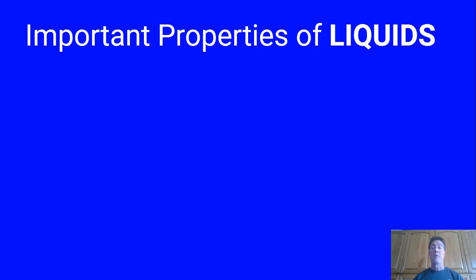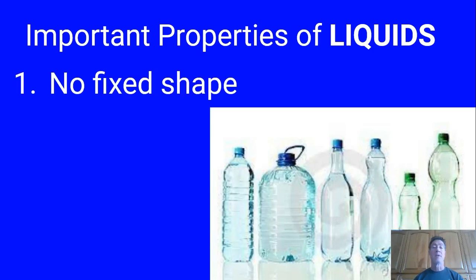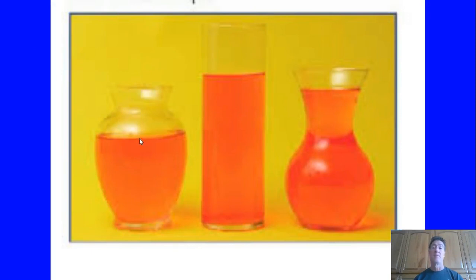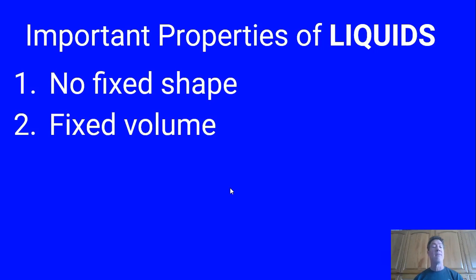Let's look at the important properties of liquids. Liquids have no fixed shape. They assume the shape of whatever their container is. So that's very different from solids. So if it's a curvy shape, it assumes it. They have a fixed volume, however. So like a solid, it has a fixed volume. It doesn't expand or contract.